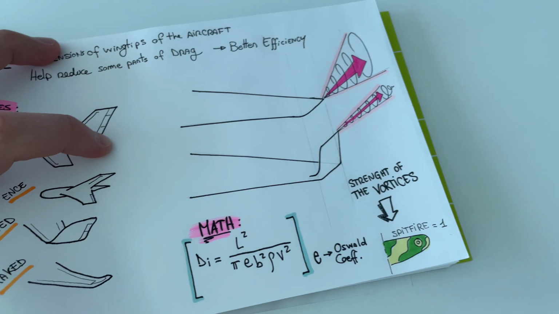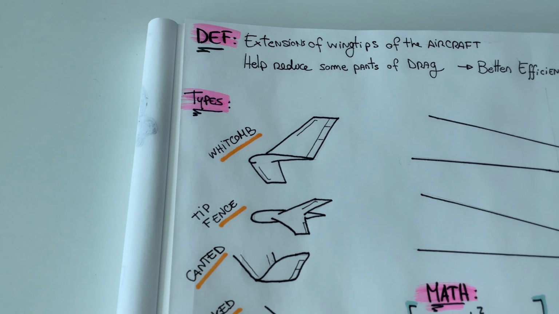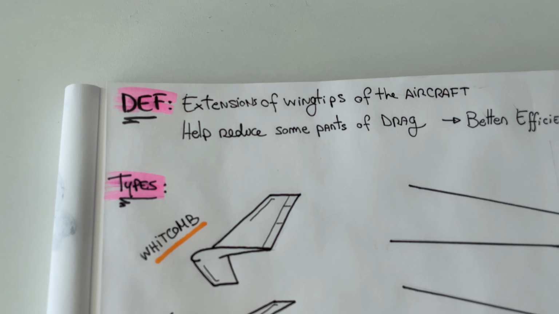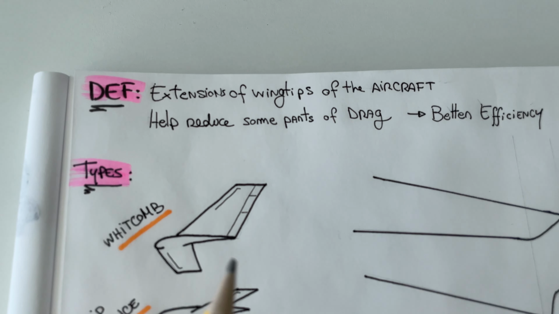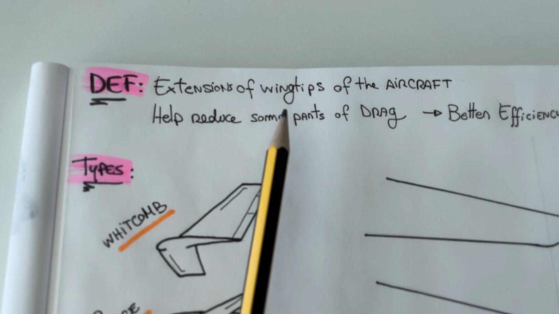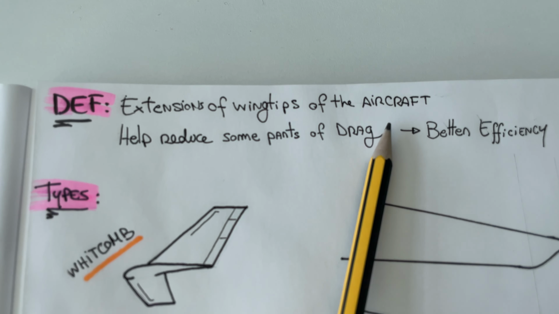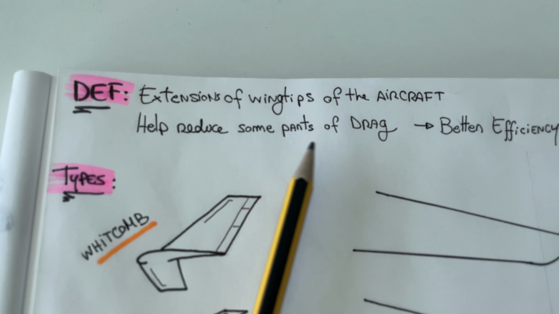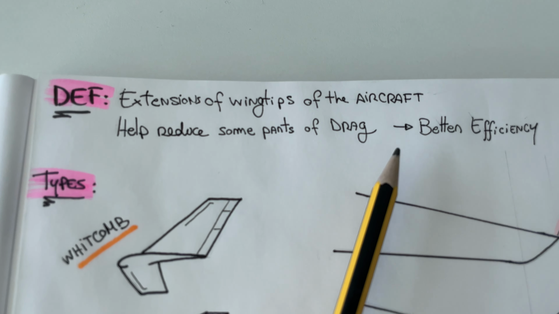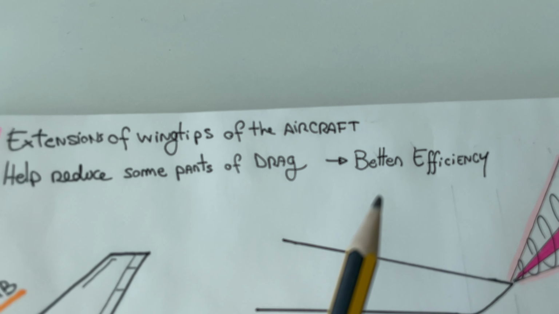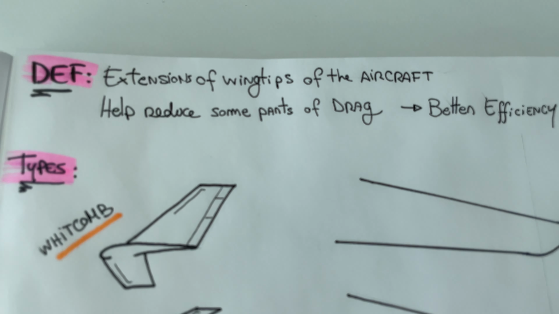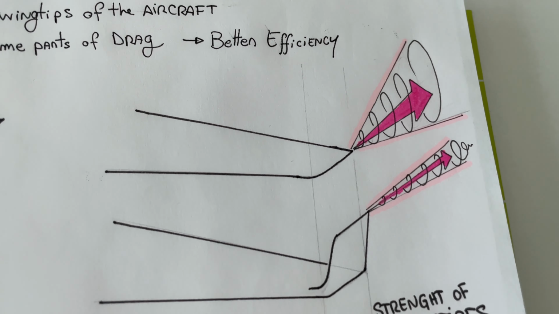So, as usual, we are gonna use some sketches to explain what winglets are. Let's start with the definition. Winglets are a simple extension of the wingtips of the aircraft. And what's their function? They help reduce some parts of the drag of the total airplane. So in other words, they improve the efficiency of the plane. But it's not that simple. So let's look at this sketch.